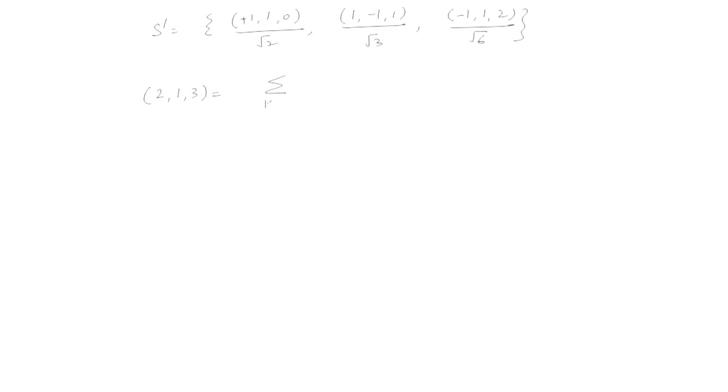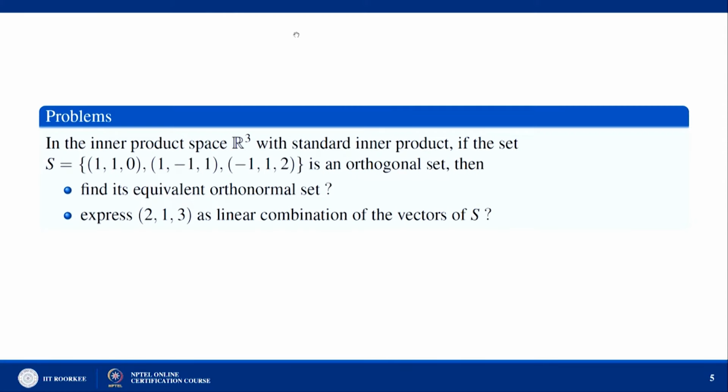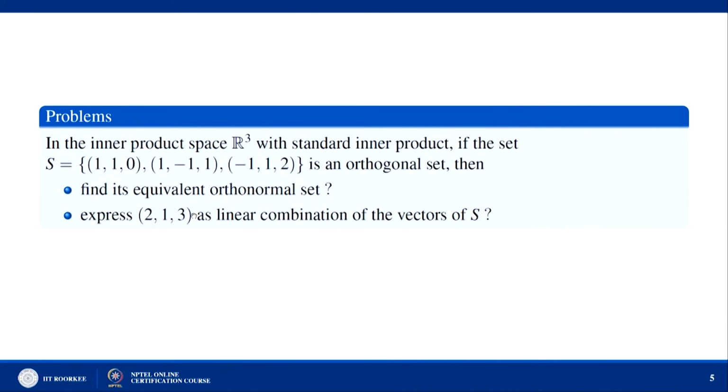It is the sum over i from 1 to 3, because these are three vectors, of the inner product of (2, 1, 3), which is y, with vi, upon norm of vi squared, into vi. So now you vary i. In this example v1 is this, v2 is this, v3 is this. You can simply substitute in that expression to find the expression in which (2, 1, 3) can be expressed as a linear combination of the vectors of S.